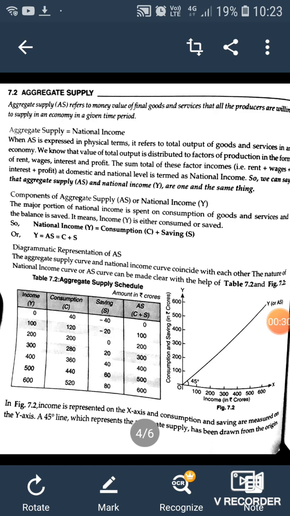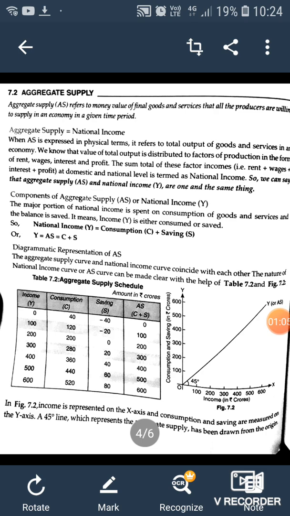Now, whatever quantity the producers are producing as output, in the same way they are also paying that much to the factors of production. So as much output is generated, equivalent factor income is also generated. So total output is equal to the national income, or aggregate supply is equal to the national income.